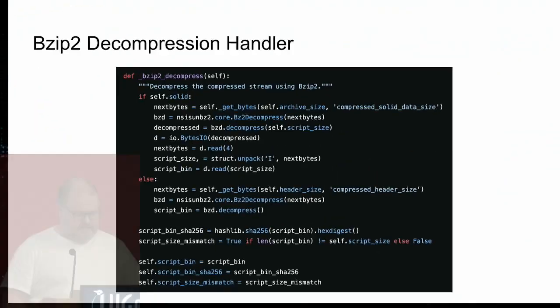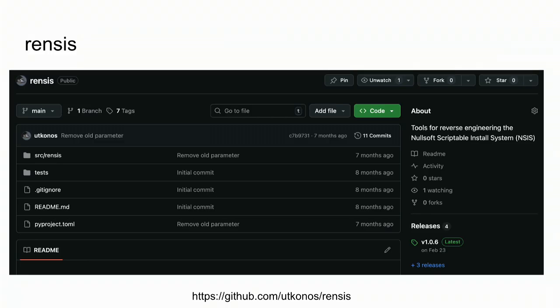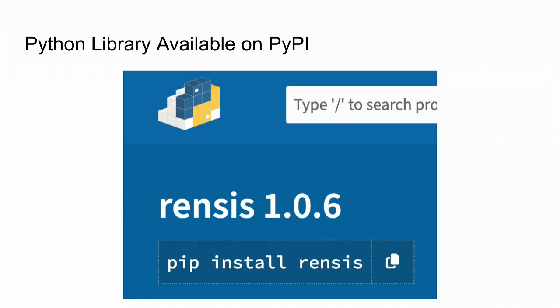And so then this is the bzip2 decompression handler inside of the reverse engineering framework that I wrote. And I invite you, please go look. It's on GitHub. Again, this is on PyPI as well. You can just pip install it.